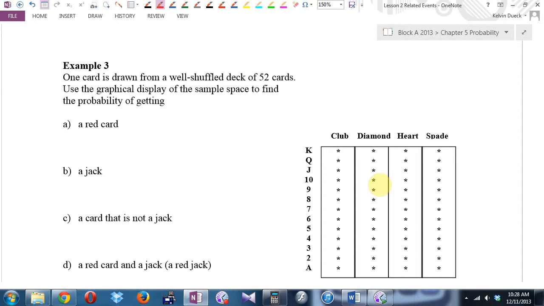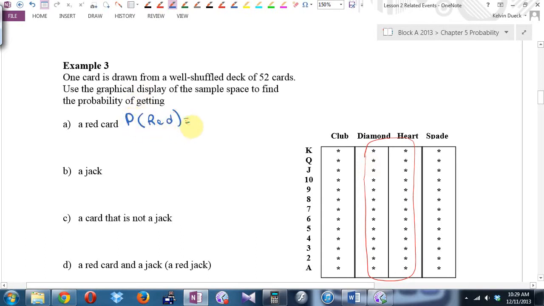Connor, can you read A to me, please? Take your pencil. Now, I'm going to use red as a color. With your pencil, circle the red cards. I think the red cards are diamonds and hearts. Yes? Probability of how many red cards are circled? 26 out of how many possible outcomes are there? 52.